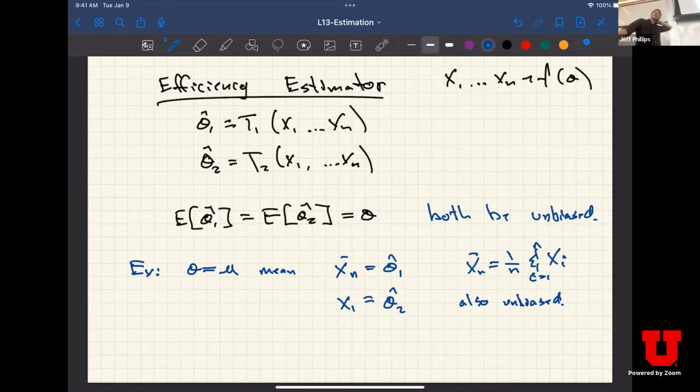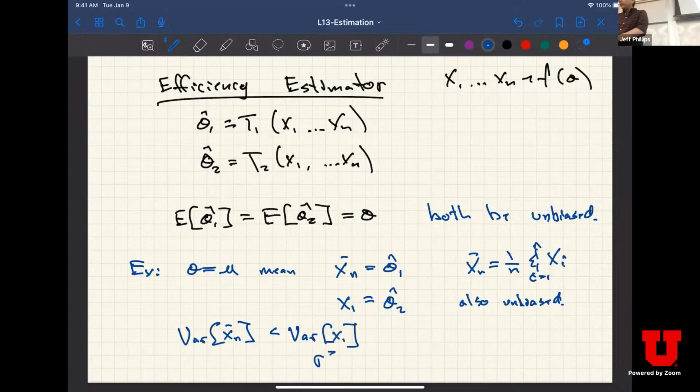Okay, I could factor them in. But how is that helping me? Why is that better? Xn bar has the lower variance. Great. Very good. So the variance of Xn bar is going to be less than the variance of X1. This one has a variance of sigma squared. This one is sigma squared over n.